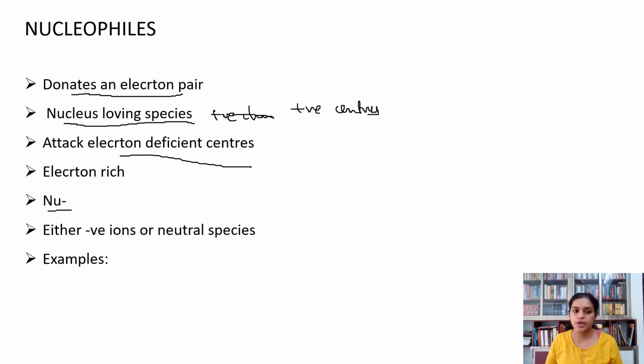These are represented by Nu minus. These are either negative ions or neutral species. Example, when we say negative ions, what comes to mind? Cl minus, CN minus, OH minus, NH2 minus, etc. Okay, these are all negative ions. And neutral species, electron rich neutral species, there should be lone pairs of electrons present in it. The species such as alcohol, ROH, with 2 electron pairs, and ammonia, NH3, with 1 electron pair. Okay, amines, RNH2, etc.